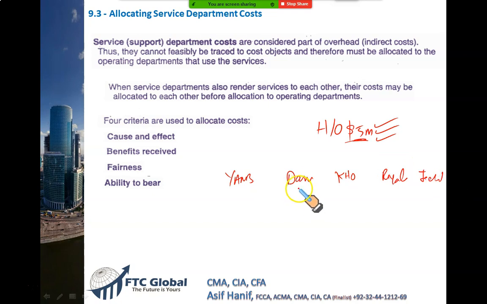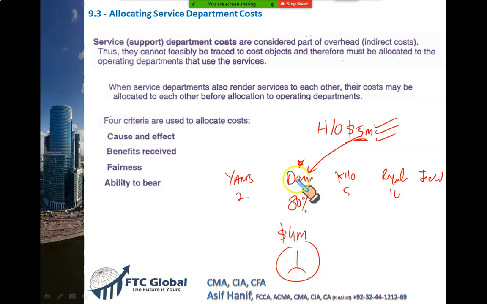Dammam is the best branch. It generates 80% of the company's revenue. The rest of these earn 2%, maybe 5%, 10%, and so on. Since Dammam is the star, management decides that 80% of head office cost should be charged to Dammam. $4 million. This is haram.